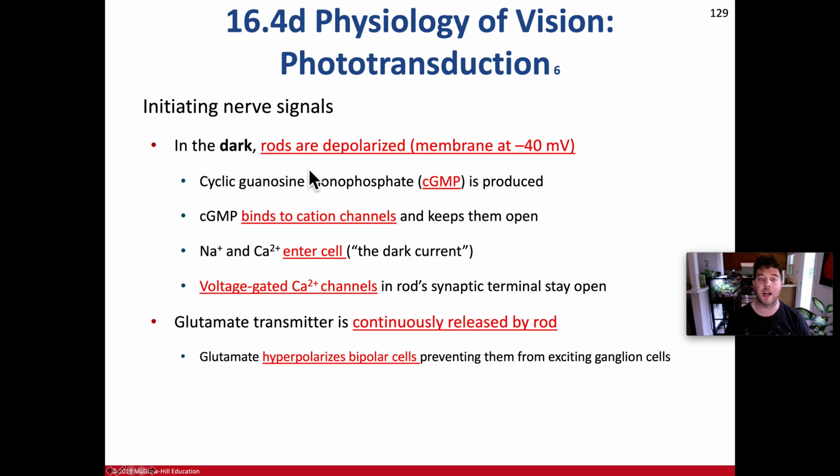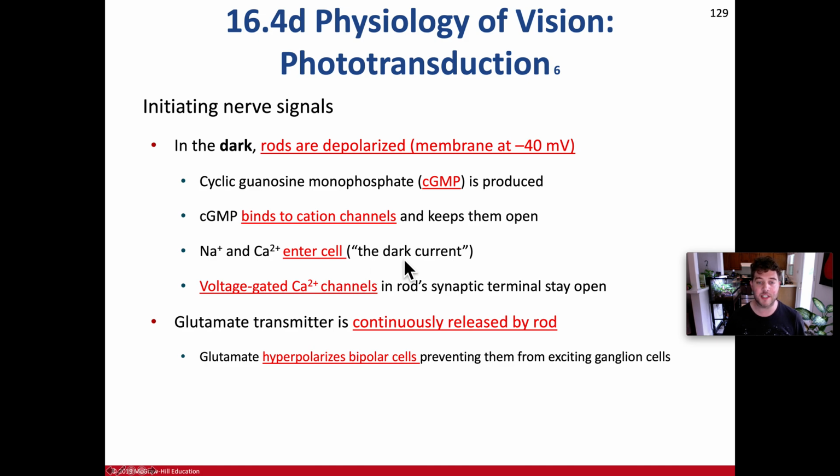In the dark, the rods are depolarized, at negative 40 millivolts. I think a lot of times when we think about depolarizing something, we're thinking about going up to 0 or above, but it can still be depolarized at negative 40 millivolts. So in the dark, when there's no light stimulating it, your rods are depolarized, and cyclic guanosine monophosphate, or cyclic GMP, is produced. Cyclic GMP binds to the cation channels to keep them open, allowing the photoreceptor cell to be continuously depolarized.